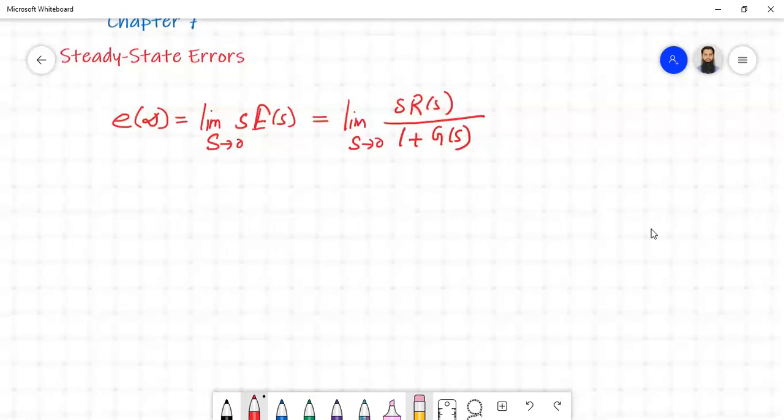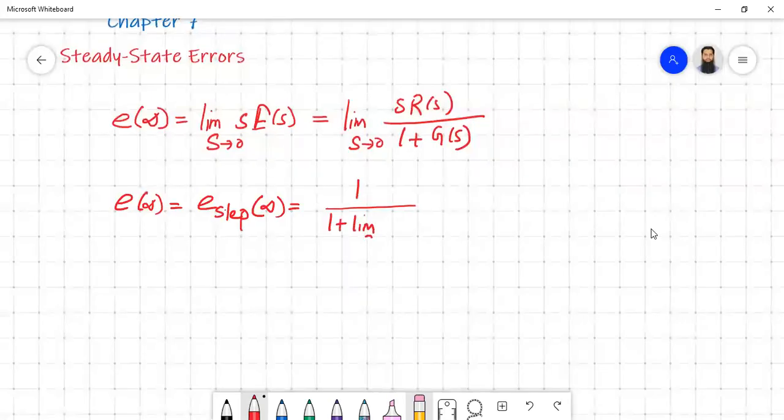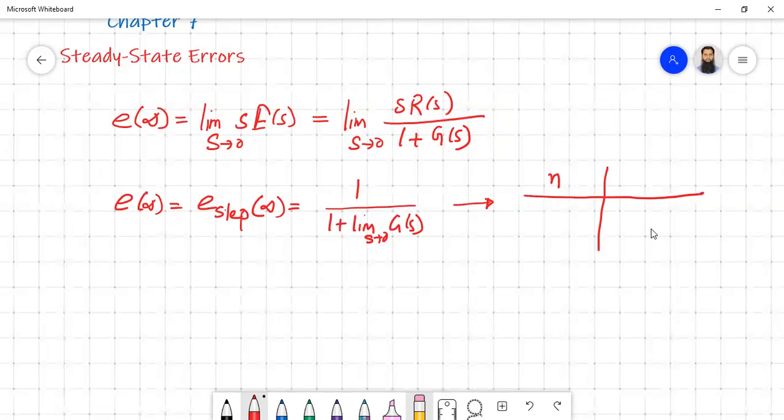Then we derived, for different types of inputs, what changes we have. For the step signal, we derived E step infinity equal to 1 by 1 plus limit s tends to 0, G(s). For this one, we have seen two different scenarios for how many poles at the origin. Based on that, we found different values of steady state error.